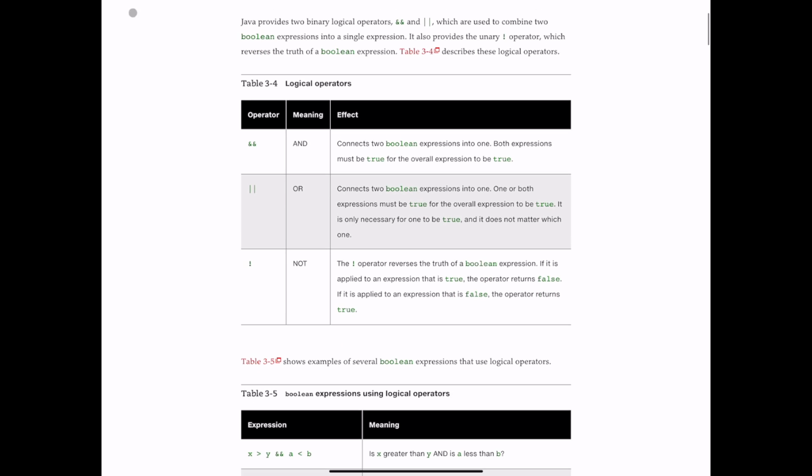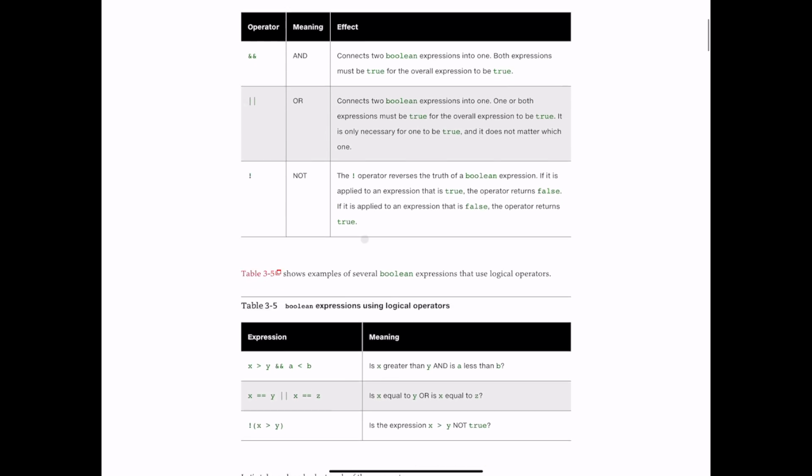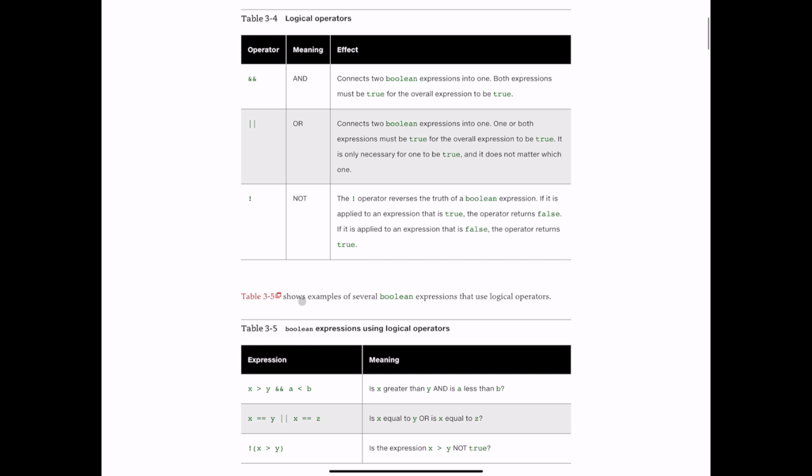The AND operator is two ampersands, just like so. And it means that, here, I'm just going to hopefully scroll this so we can see them both on there. It means that both parts of the expression need to be true for the whole expression to be true. So in order for this to evaluate as true, x has to be greater than y, and a has to be less than b. If either the first expression or the second expression is false, the whole expression is false.